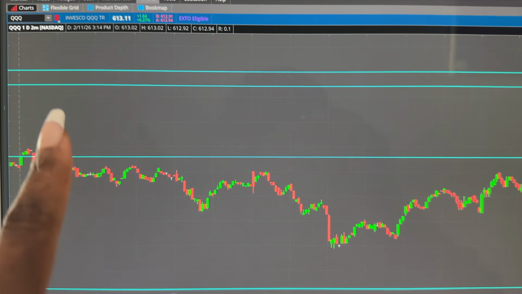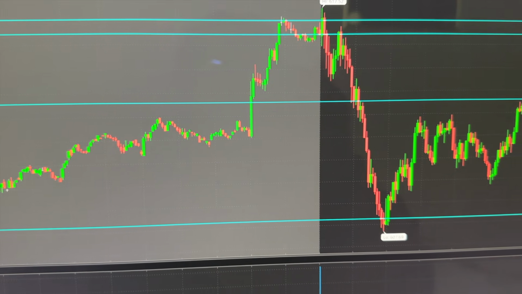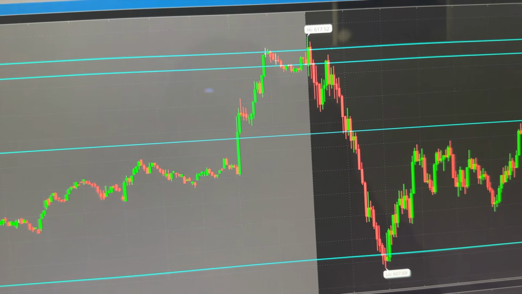So today's video is going to be me showing y'all a walkthrough of a trade. So I'm going to go ahead and flip the camera and show y'all now. Let's dive in. Okay, so y'all see I have QQQ pulled up here on the chart, and I am actually on the 2-minute time frame. Y'all know I love to trade off the 2 minutes.